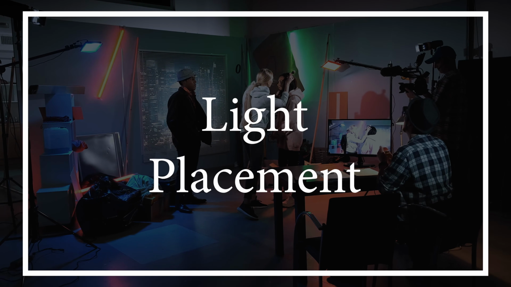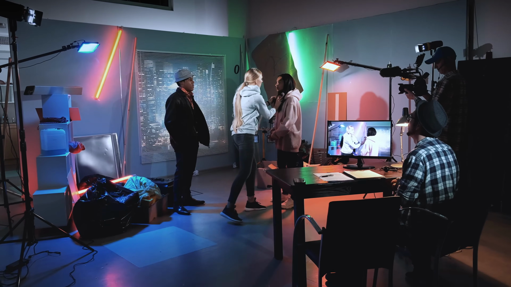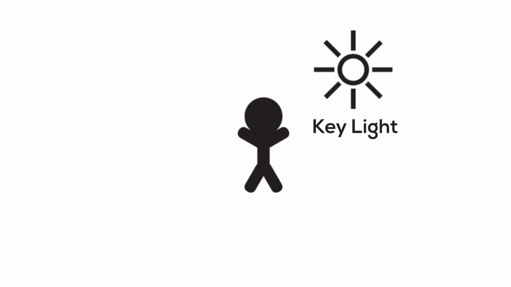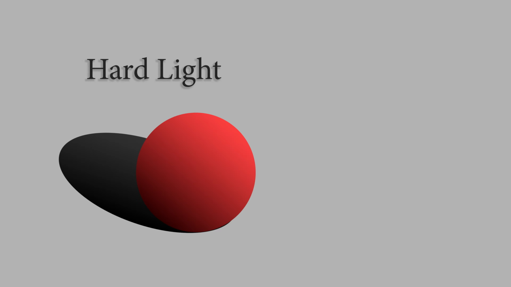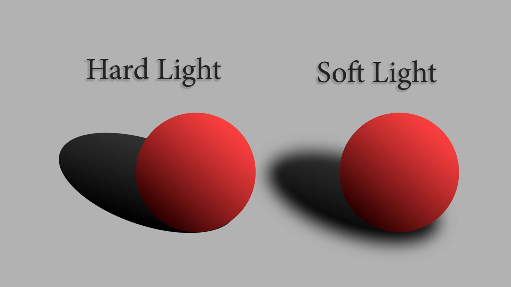Light placement. Let's talk about some basic light placement. 3-point lighting is the simplest and most used technique for lighting. It takes 3 positions, a key, a fill, and a backlight to light a subject. The lights themselves can be either a hard light or a soft light. So let's look at the 3 components in more depth as we break this down.